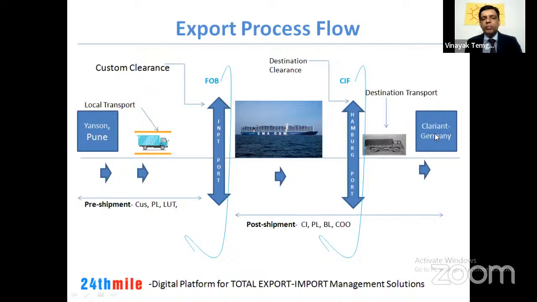But what is the document flow? There are two types of documents. One type is called pre-shipment documents, and the second type is called post-shipment documents. Whatever documents are prepared before loading the ship are called pre-shipment documents. And whatever documents are prepared after the material is loaded on the vessel are called post-shipment documents.